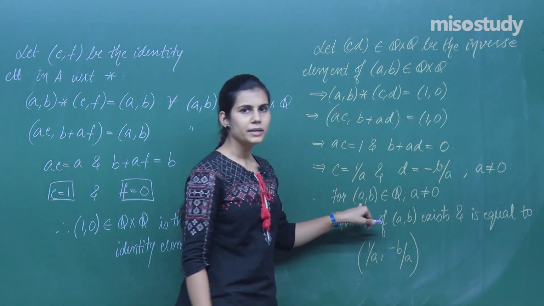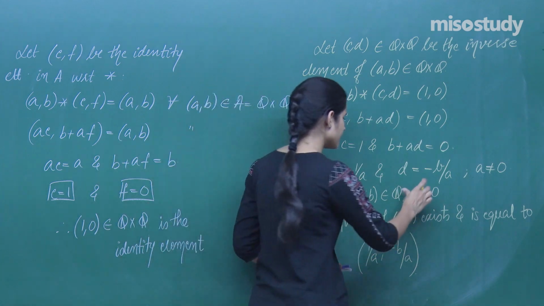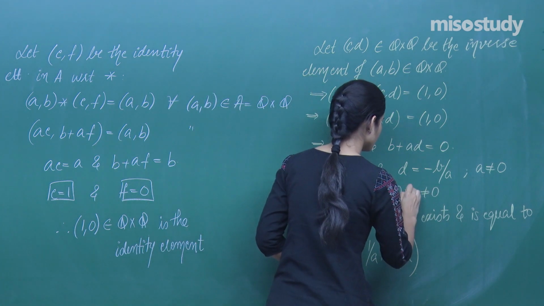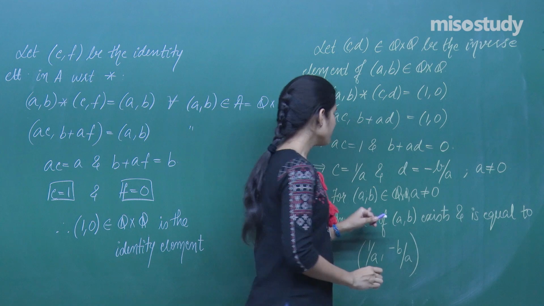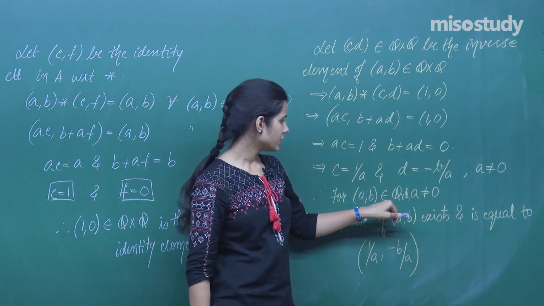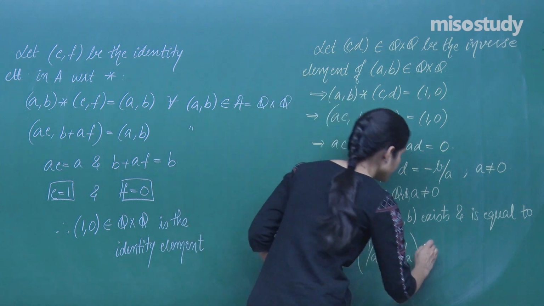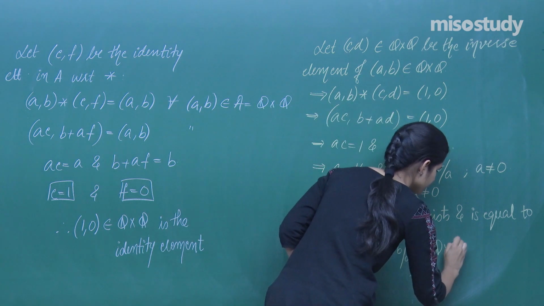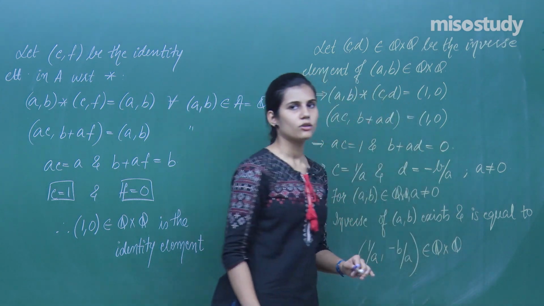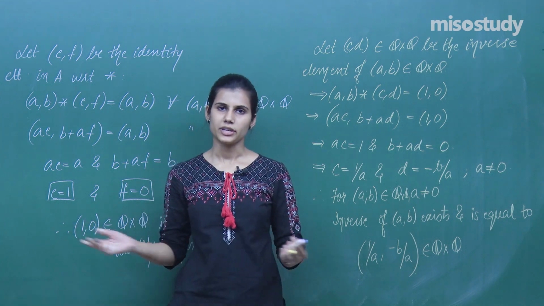Pick up any (a, b) in the set Q cross Q, provided a is non-zero, its inverse will be (1 by a, minus b by a), which also belongs in Q cross Q. And that's how we tackle all the questions related to this particular exercise.